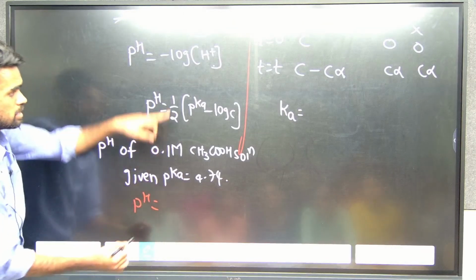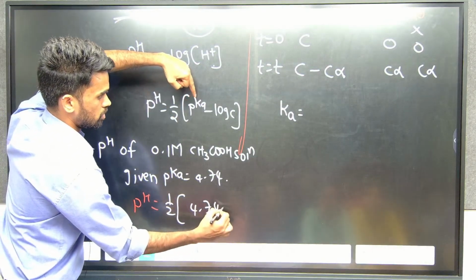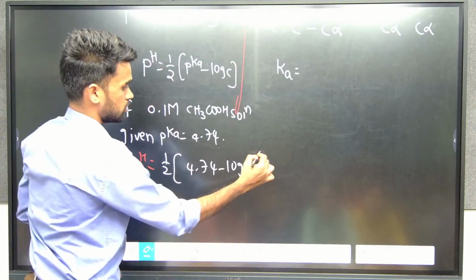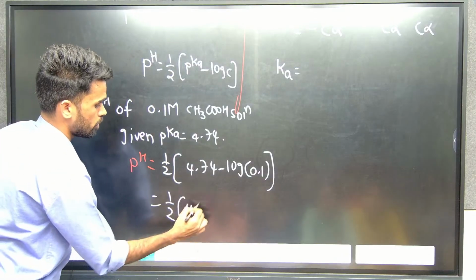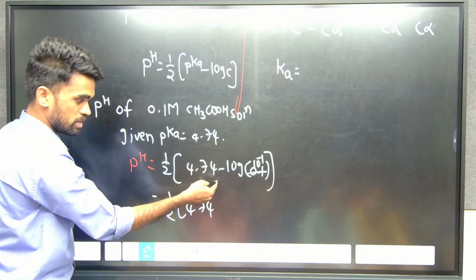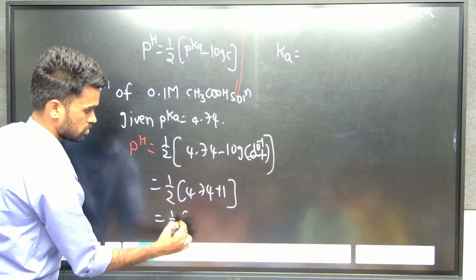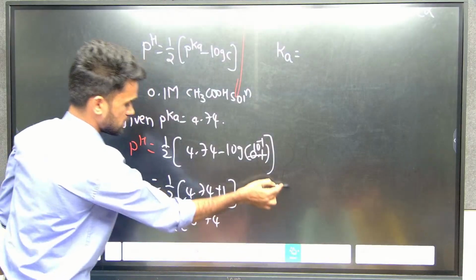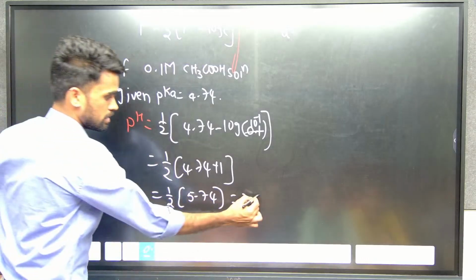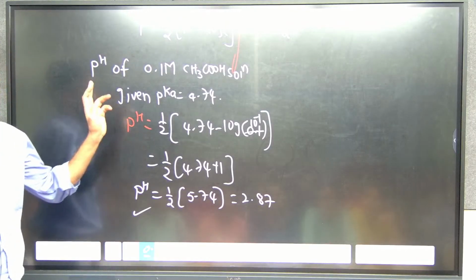pH equals 1/2 pKa minus log 0.1. Next, half into 4.74. This 0.1 means 10 power minus 1 I can write, so minus log gives plus 1. So next, 5.74, and half of that is 2.87. That's it. This is how you need to calculate pH of a weak acid.